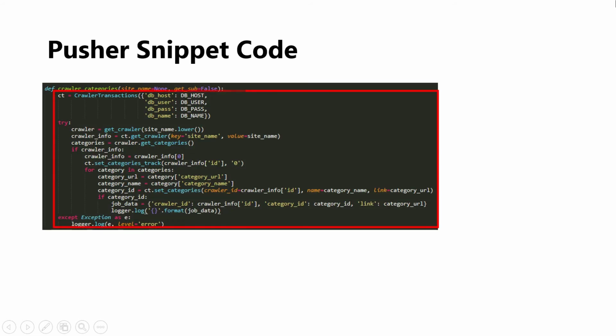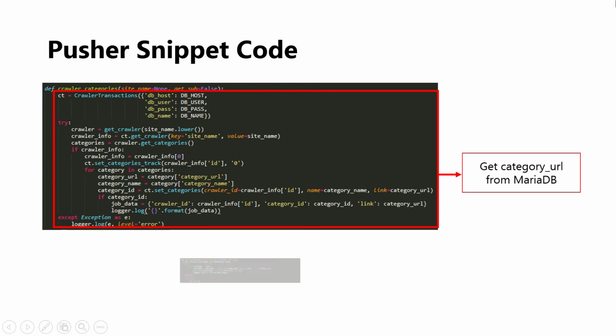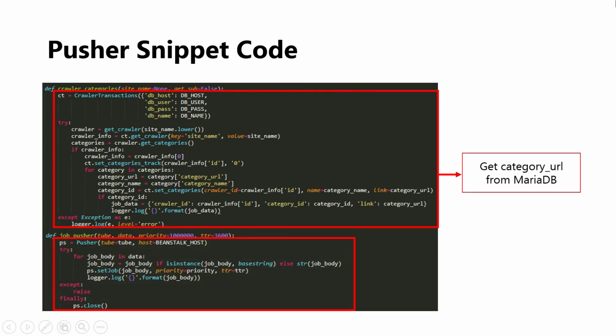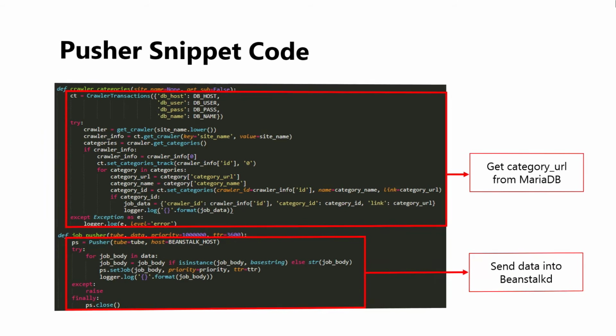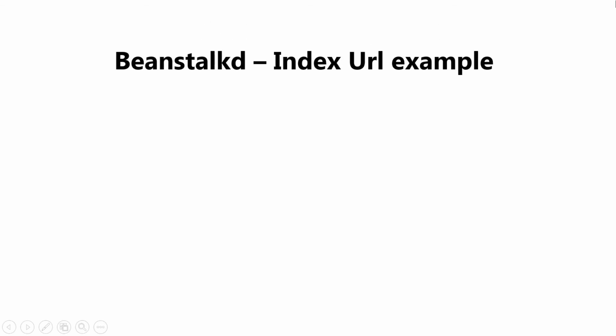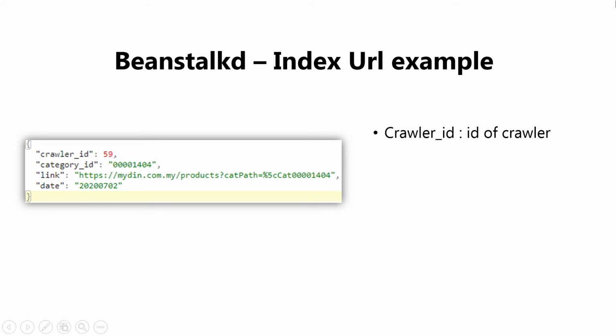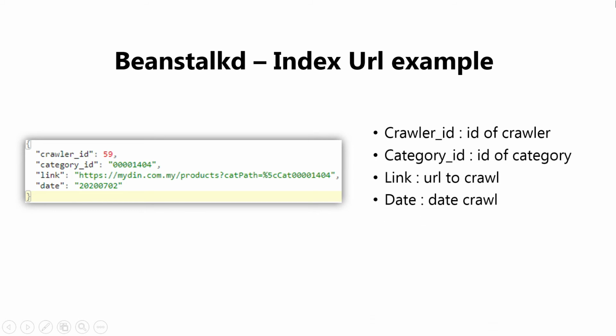This is the snippet for pusher. It will get category URL from MariaDB and then send it into Beanstalk. This is the data sent by pusher to Beanstalk, which will be used by index crawler.